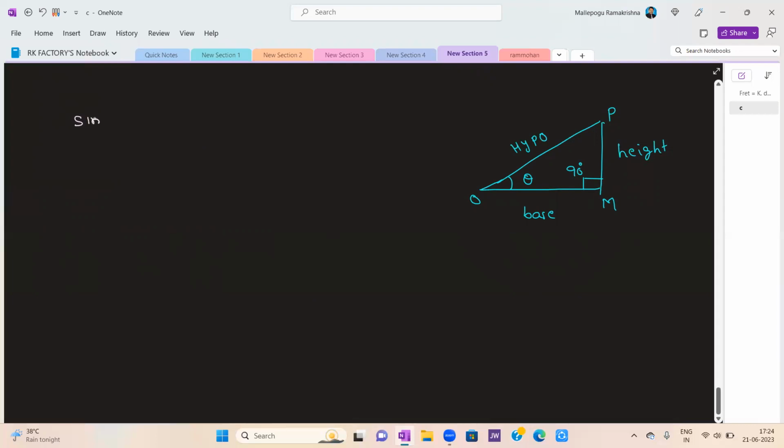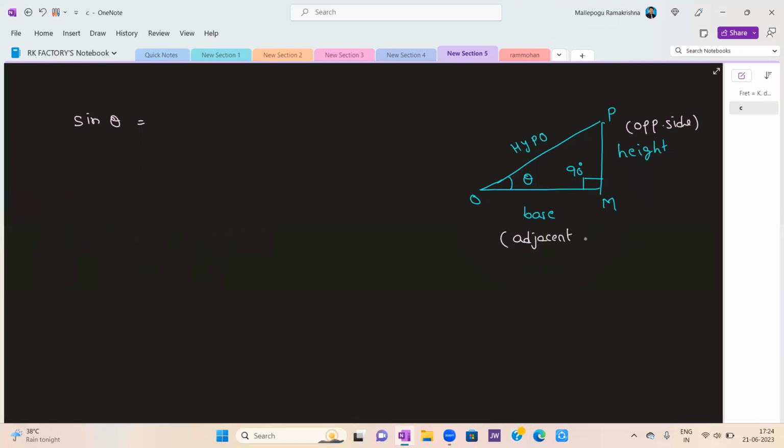Sine theta. The sine theta is going to be the opposite side. Where is the height with respect to the theta? It is going to be the opposite side, right? And with respect to the theta, where is the base? It is going to be the adjacent side. Okay, so now the sine theta, the definition itself is opposite side by hypotenuse.